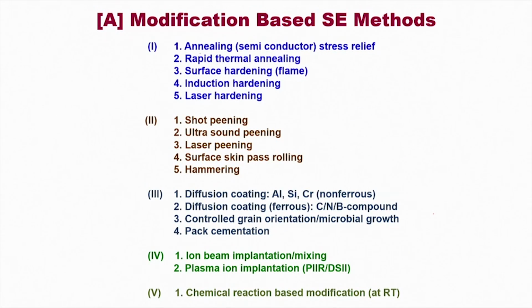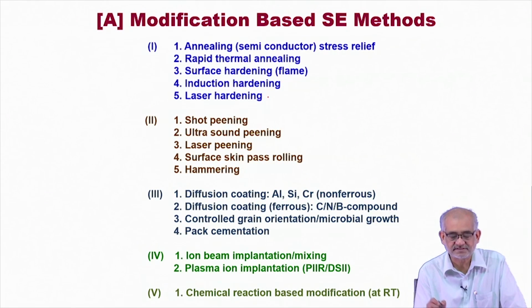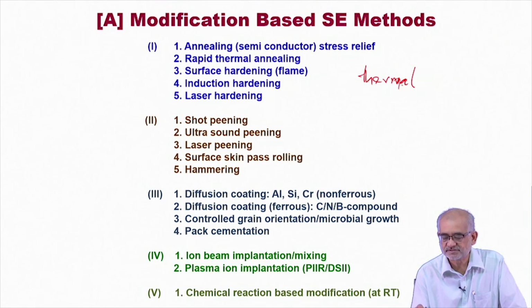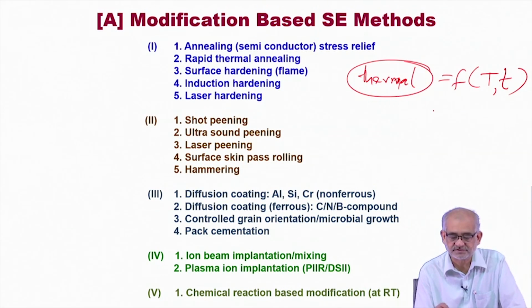And if we go deeper, these are the techniques we have discussed at various times. Anything starting from annealing, rapid thermal annealing, surface hardening, induction hardening, laser hardening, or any other hardening process. So this is basically a thermal process. All these are essentially thermally activated processes, so it is a function of temperature and time, and essentially we change the atomic aggregate on the surface or the thin films, so that certain properties, be it functional, like conductivity, or maybe strength and so on, can be tailored.